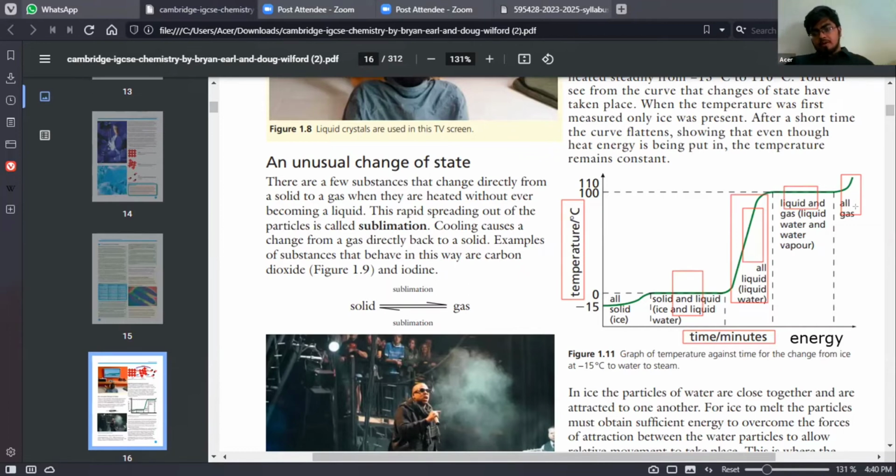Liquid water and water vapor. As it is written here, this area has liquid water and water vapor, like liquid and gas. Here this is the conversion point. It is getting converted from liquid to gas. But here it is all gas.